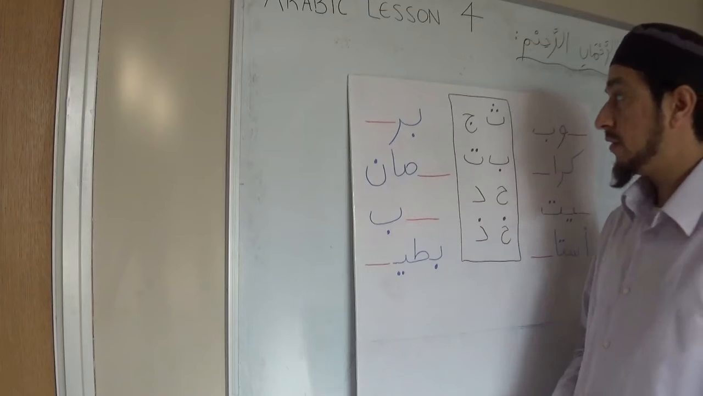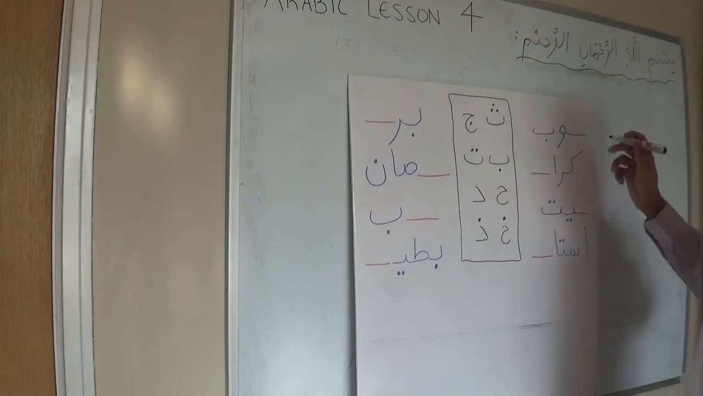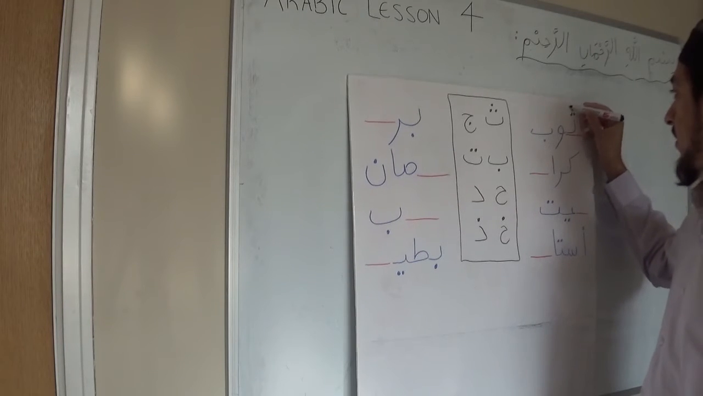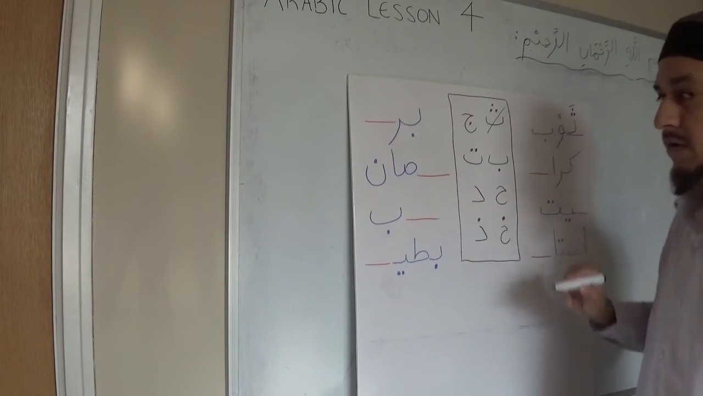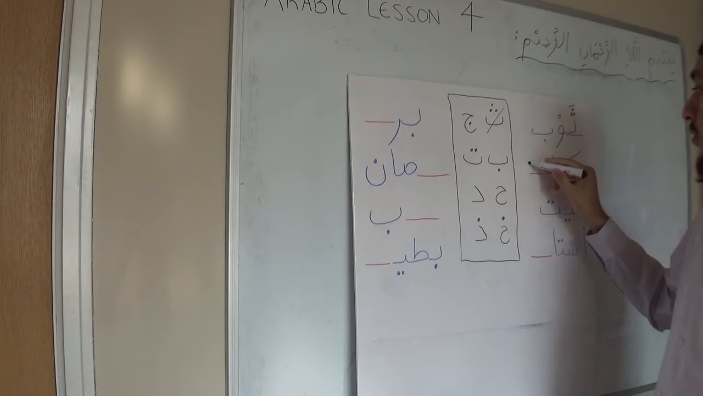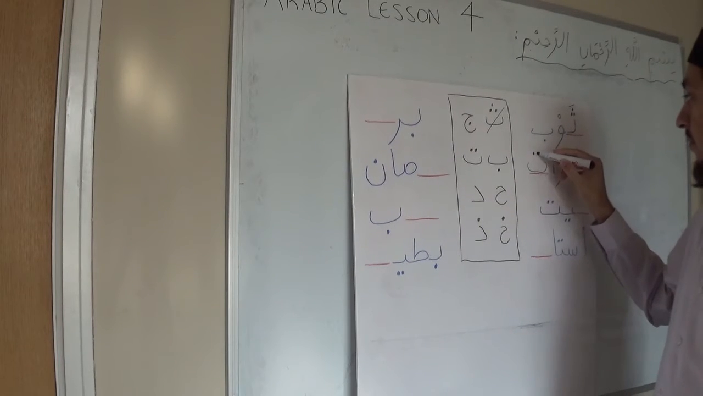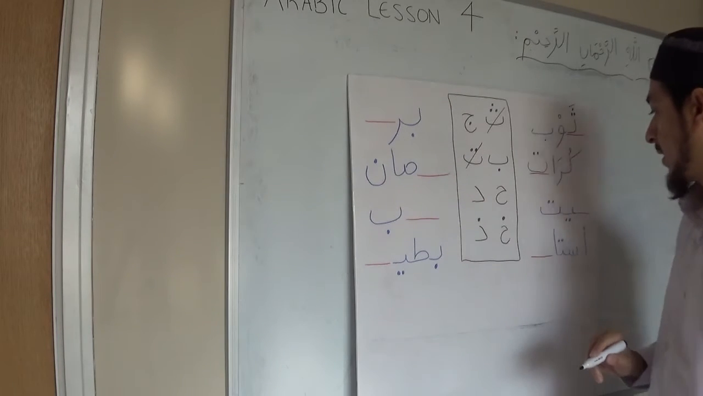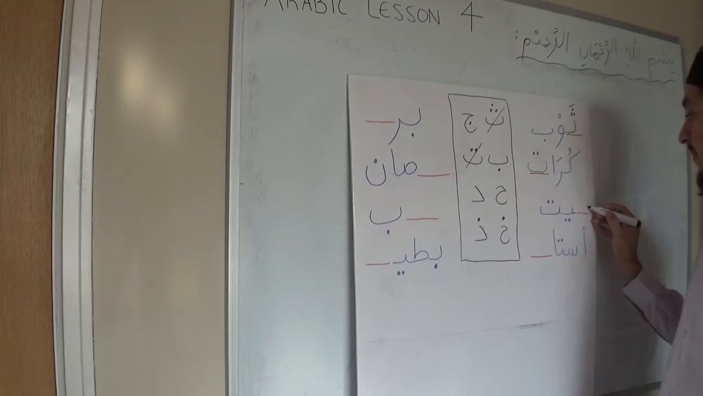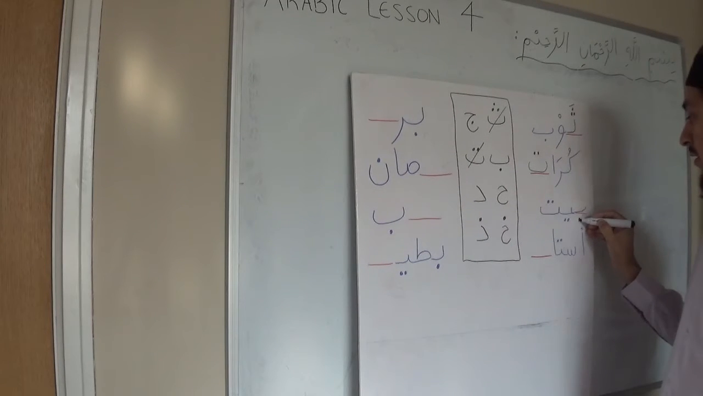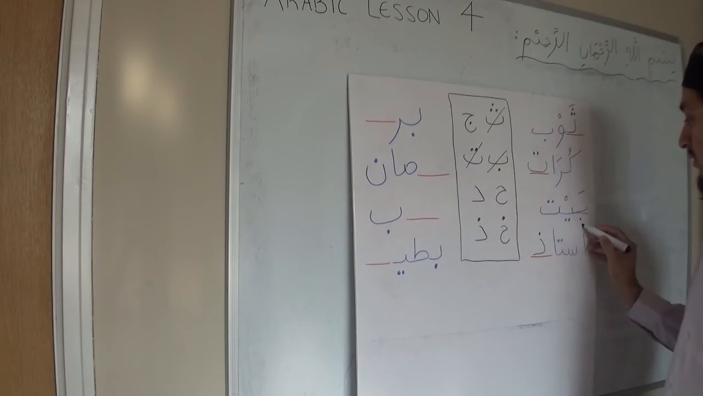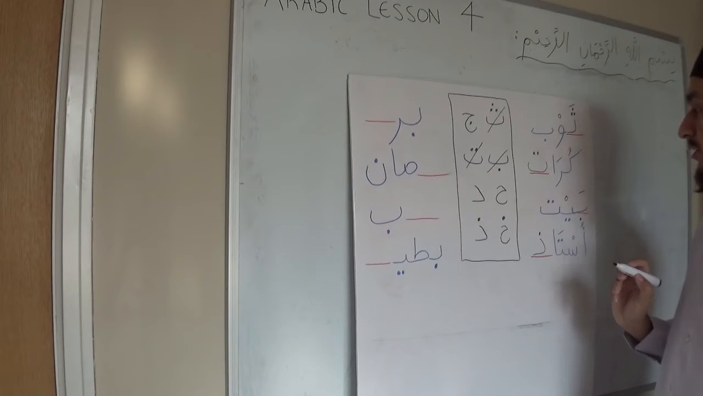And pause. Right, so we have the first one. Thobe, which was clothes. Kurat, which was balls. Like that. We have bait, which is a house. Ustad, teacher.